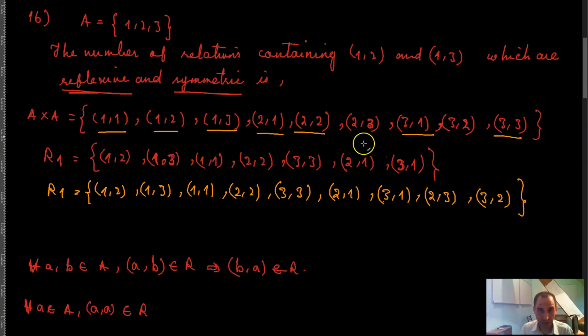And now this relation is symmetric, which means that if I had started from this element, then I would have had to add this element as well. The number of relations that I can have on this set that contains these two elements and is reflexive and symmetric is only these two, meaning that anyway you would end up with either this set or this set, and there is no other such relation that you can define on this set, which means that the correct answer is 2.